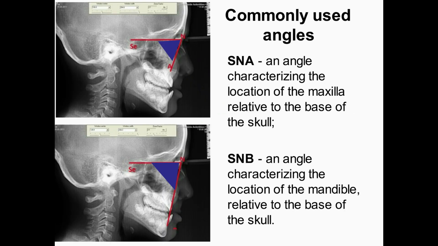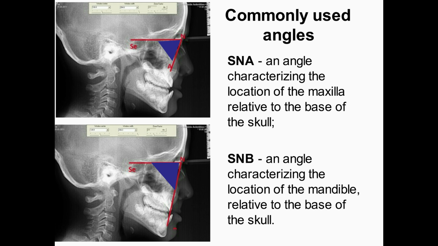The following angles are commonly used in cephalometric analysis. SNA angle. The angle is normally 82 degrees and characterizes the position of the anterior point of the apical base of the maxilla in relation to the anterior part of the skull base. An increase in the angle is upper prognathism, and a decrease in the angle is upper retrognathism.